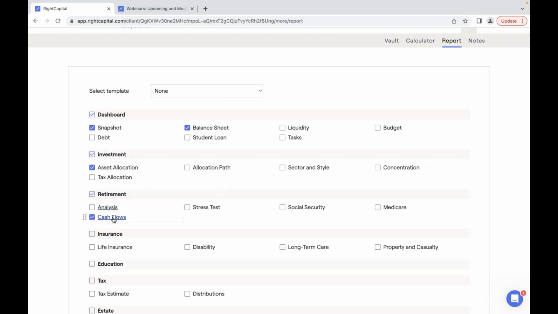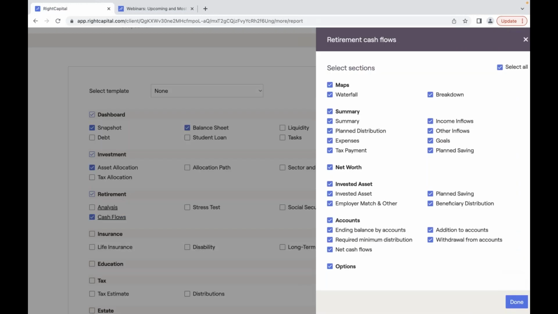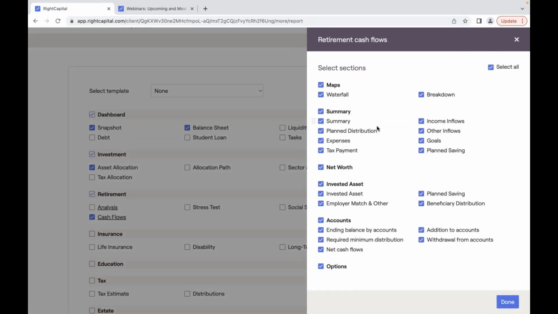But any underlined header we can also click into to say maybe I need an overview of the summary, but I don't need all of those pages, for example, or I need an overview of the invested assets, but I only really need the employer match and other area. And here as well, we can say maybe I do want the waterfall, but I don't want the breakdown. And again, maybe I want the summary first and then the waterfall. So you can reorder, you can edit, you can work with all that however you'd like to.